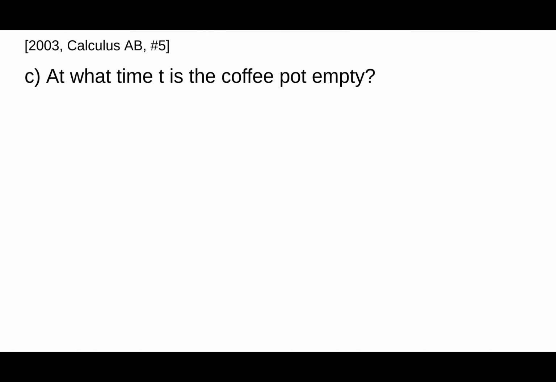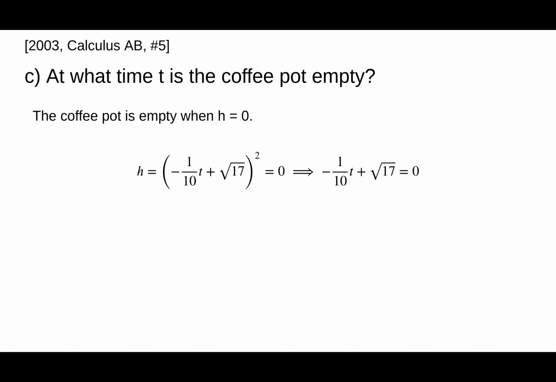In part C, we are asked to determine at what time the coffee pot will be empty. The coffee pot will be empty when the height of the coffee in it is 0. So we have to figure out when the height will be 0. We know that h is given by negative 1/10 t plus the square root of 17, squared. So h will be 0 when that is 0, which of course will only happen if negative 1/10 t plus the square root of 17 is 0.